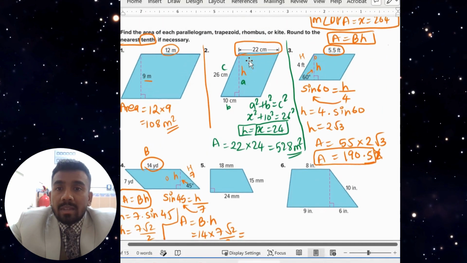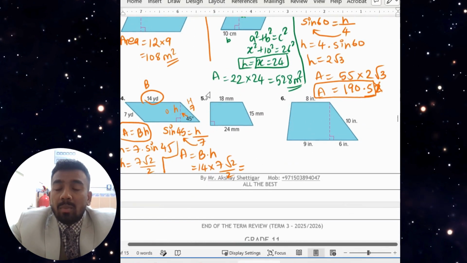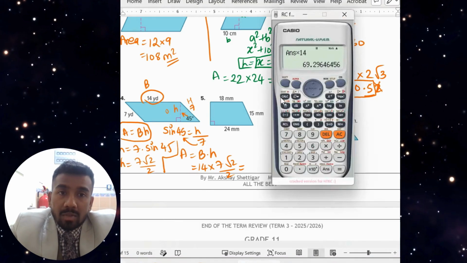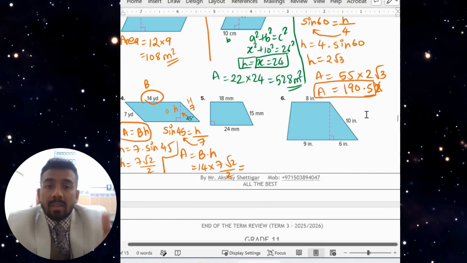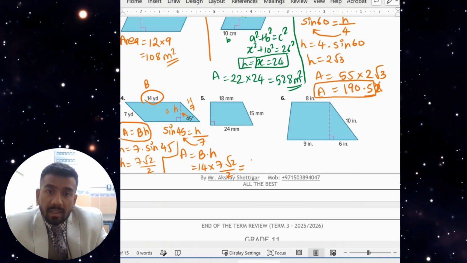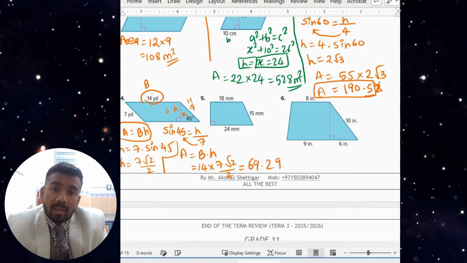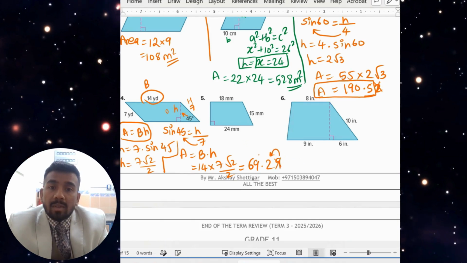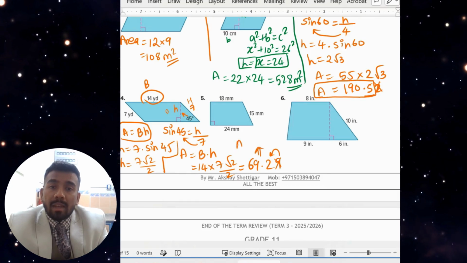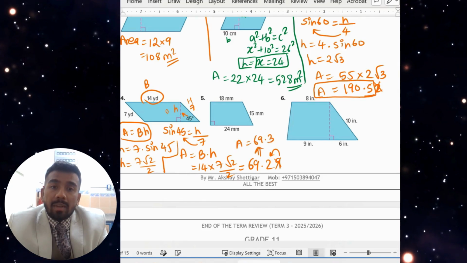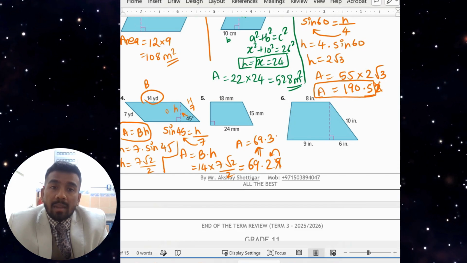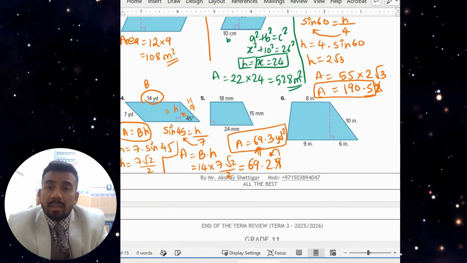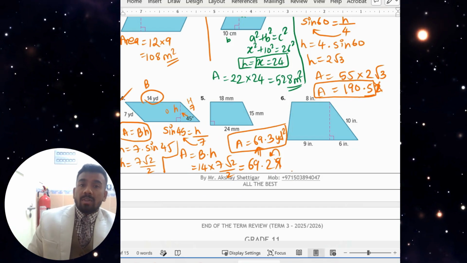What do we need? We need it to the nearest tenth. So after the point, we need one number. So 69.29. Round off, so it will become 69.3. What will be the area? 69.3 yards squared. That's the area. That's right, easy peasy. So question 4 is finished.